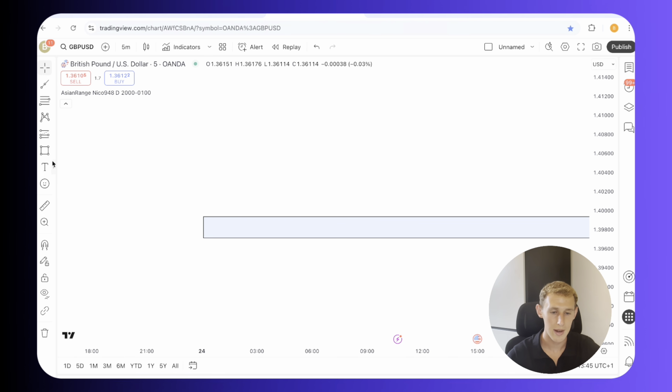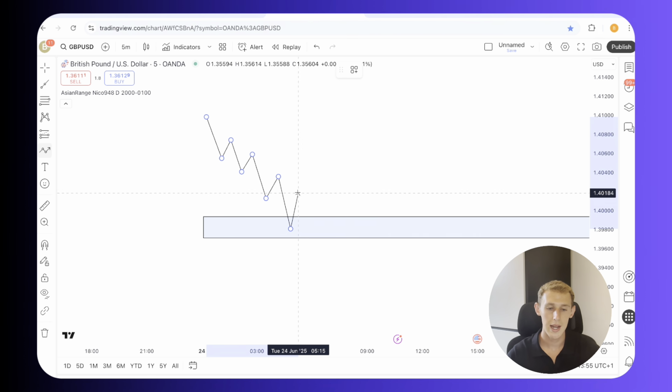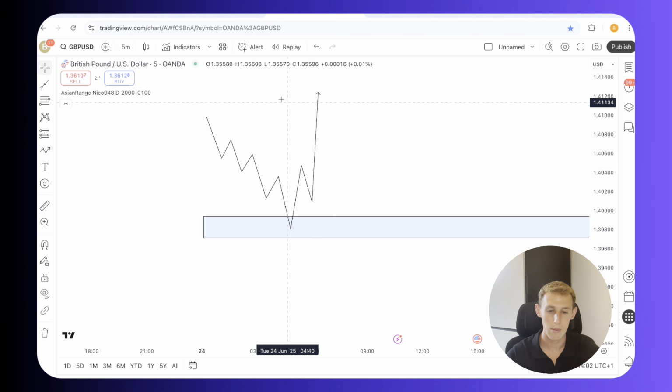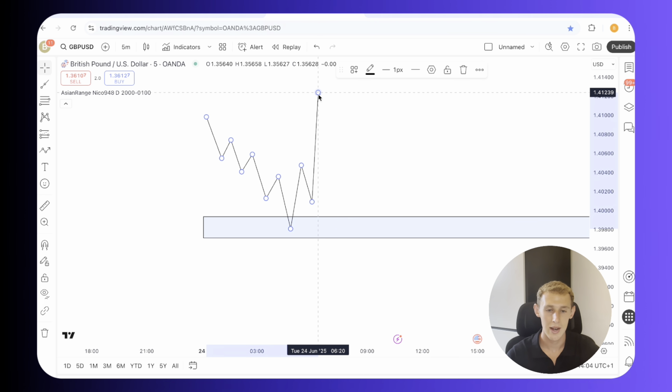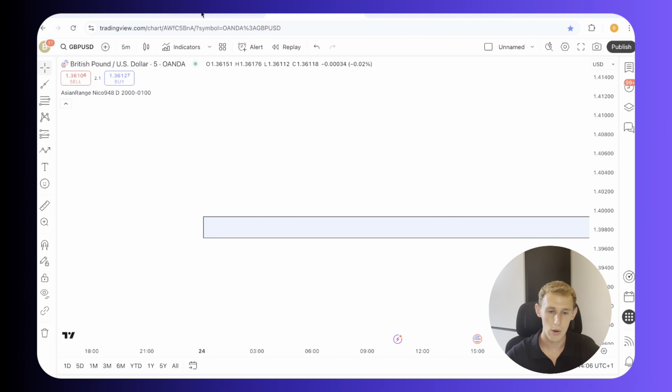Let's imagine we have an area of demand right here. Price is going to be pulling back on the M5 time frame. This is going to look like price creating lower lows and lower highs. Once price comes into that demand, I'm waiting for price to create a higher high with some imbalance, and then I'm looking to enter after a pullback into that imbalance and then I'm looking to take price higher from there.